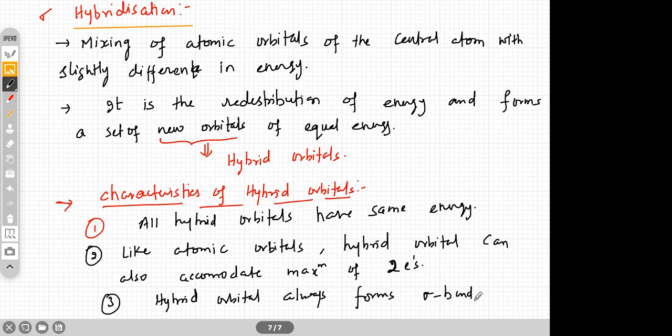Next point, if there are pi bonds to be formed, then an equal number of orbitals must be left unhybridized. Means the number of pi bonds equals the number of atomic orbitals which are left unhybridized. So again, the next point is, if there are pi bonds to be formed, you write down, an equal number of atomic orbitals must be left unhybridized.